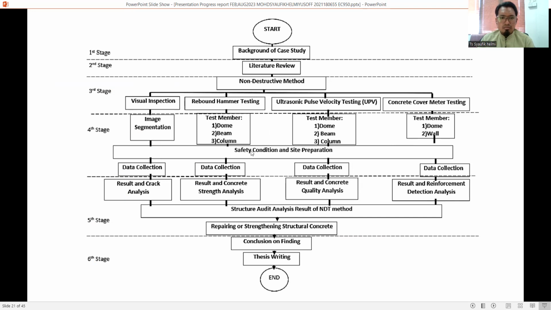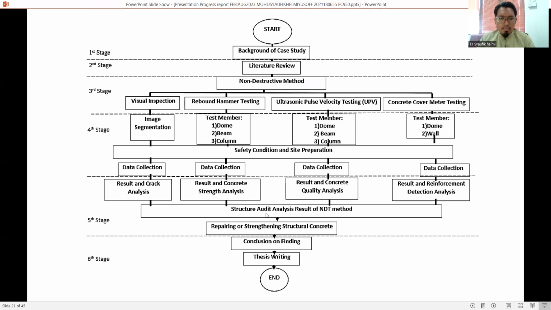Regarding this, the safety condition must be prepared. The data collection consists partly of the NDT method. The fifth stage, the second last, is data collection, which consists of the result for the cracking analysis from the visual inspection, the rebound hammer for the concrete strength analysis, the UPV for the concrete analysis, and the carbometer for the reinforcement analysis.